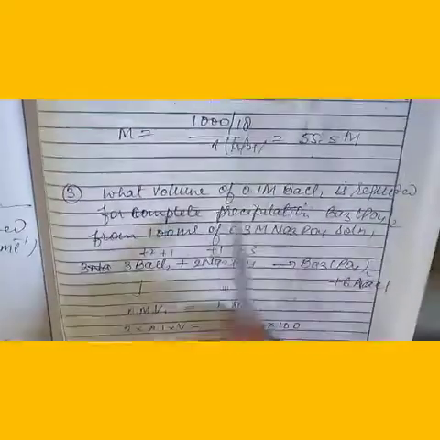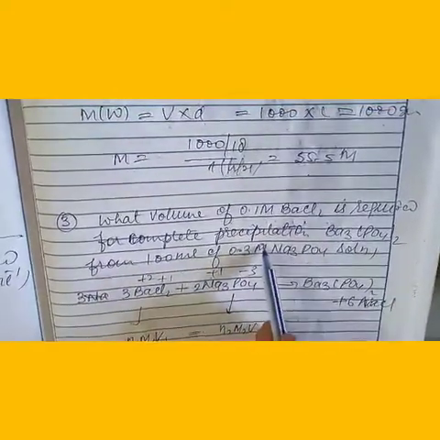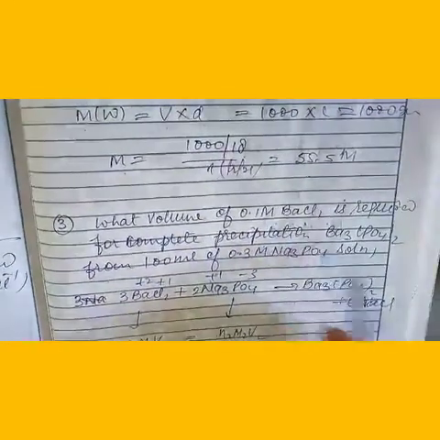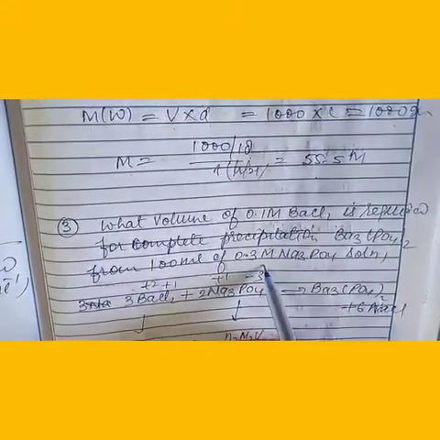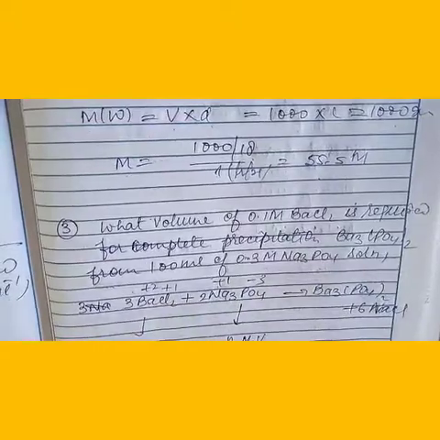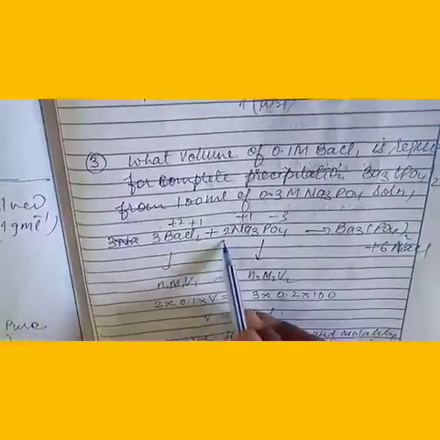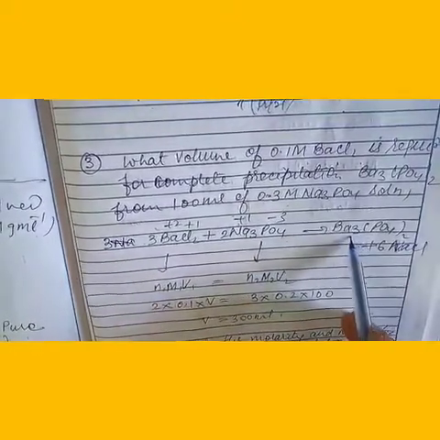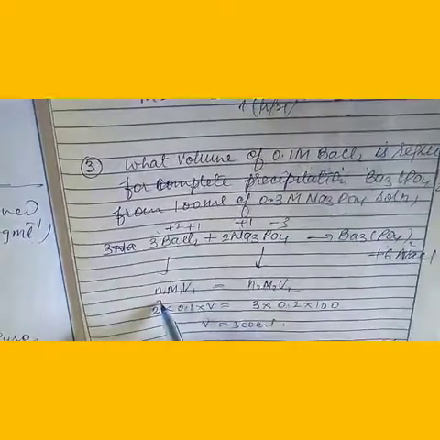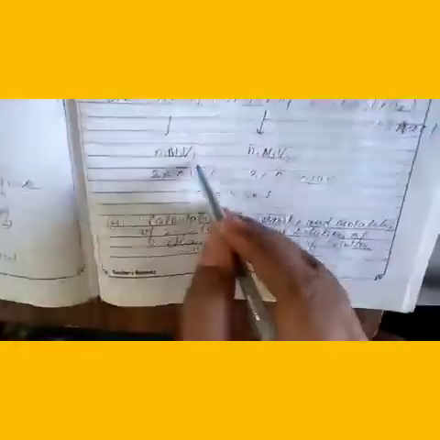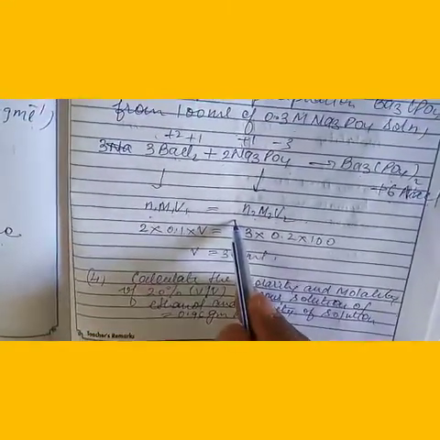The question is: what volume of 0.1 M BaCl2 is required for complete precipitation of Ba3(PO4)2 from 100 ml of 0.2 M Na3PO4 solution. So first of all we write the equation: 3 BaCl2 plus 2 Na3PO4 forms Ba3(PO4)2 and 6 NaCl. So we already know that this is a dilution equation, N1 M1 V1 is equal to N2 M2 V2. N1 and N2 are the N factors.